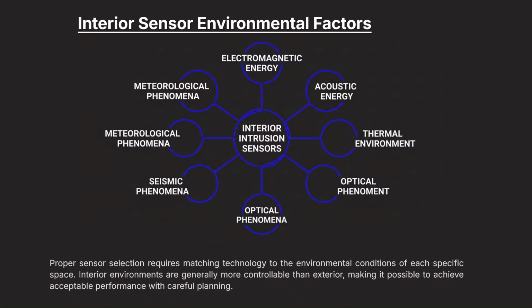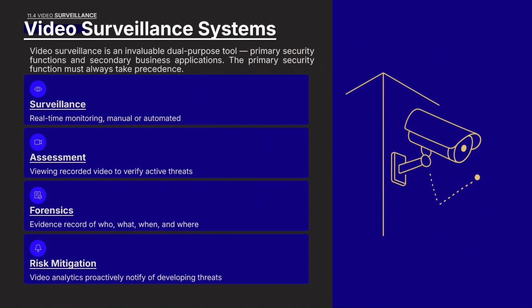Even vibrations or seismic activity can trigger certain sensors. The key takeaway is that interior environments are generally more controllable than exterior ones. With proper planning, such as stable temperature control, minimizing interference, and correct sensor placement, high reliability and reduced false alarms can be achieved. Video surveillance systems serve multiple critical functions in modern security.